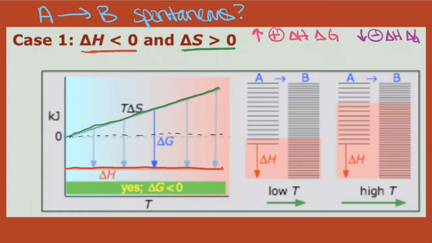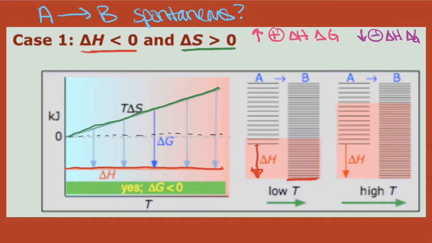Now let's move over to the pictures on the right side. They show what happens in two different instances, low temperature and high temperature. Let's just focus on the low temperature first. Because delta H is less than zero, this means it's an exothermic reaction. So the energy of B is lower than the energy of A, and that's why the delta H has a downward arrow, and that's why the energy levels for B start at a lower level than the energy levels for A.